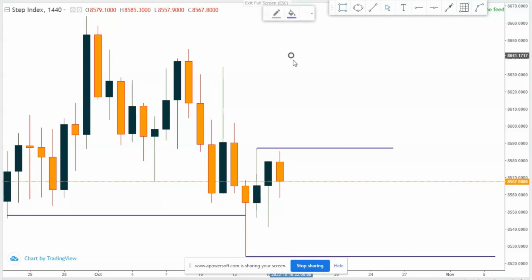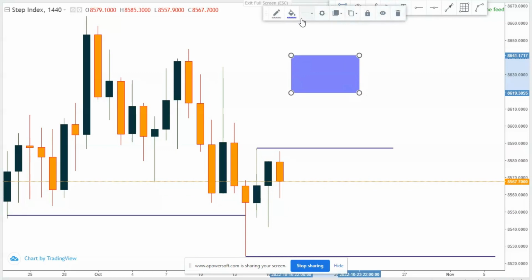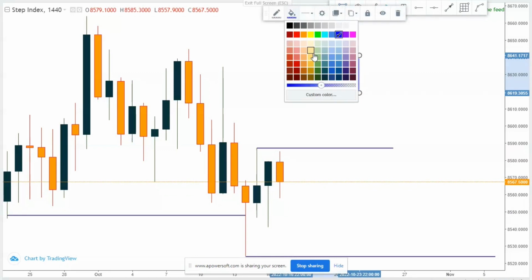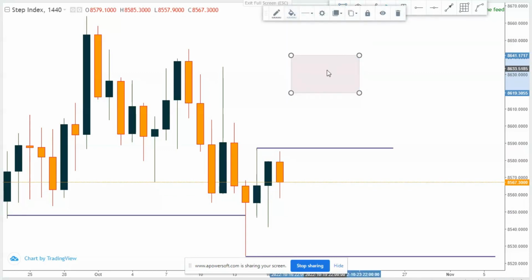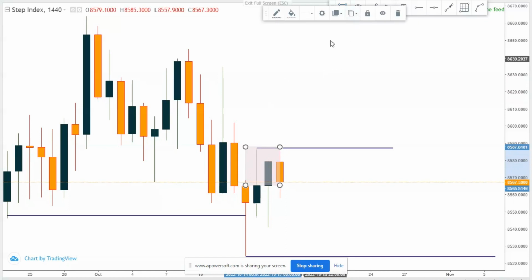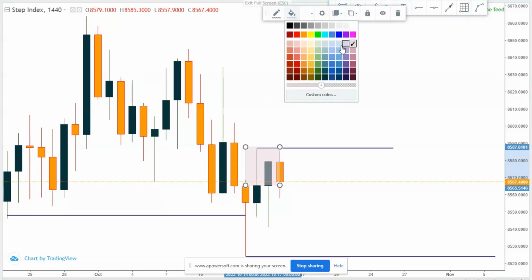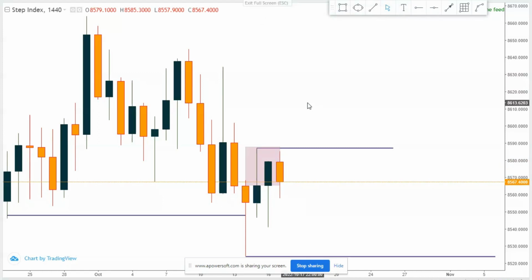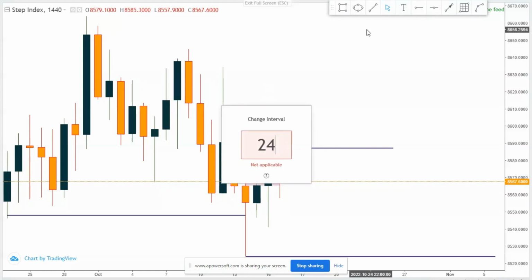Now I'm going to highlight. Where is the highlighter? Let me change this color. Let me change it to what? I think this one is better. Let me come and highlight here. I don't know whether it will be visible in the video, but I've highlighted the candle wick here.